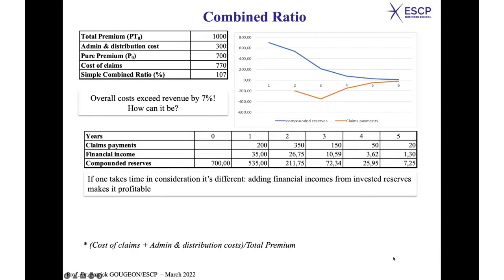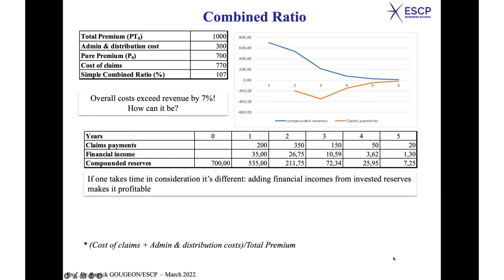Now, if you look at reserves, you start with 700 because you receive 1,000, but you have immediately 300 to pay, which are the admin and distribution costs. I have still assumed that all that was paid in the first place. In other words, what remains for the payment of claims is only 700. So what is the reserve after 1 year? You have to pay 200.